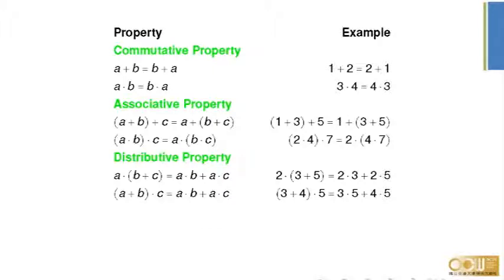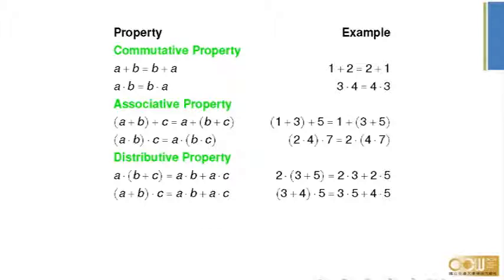The second group is called the associative properties. Here, a plus b first inside the parentheses, then we add c, which equals a plus the quantity b plus c between the parentheses. We add them first. Once this equality holds, we can forget the parentheses. And for multiplication, we have the same thing: a times b, then times c equals a times the quantity b times c.